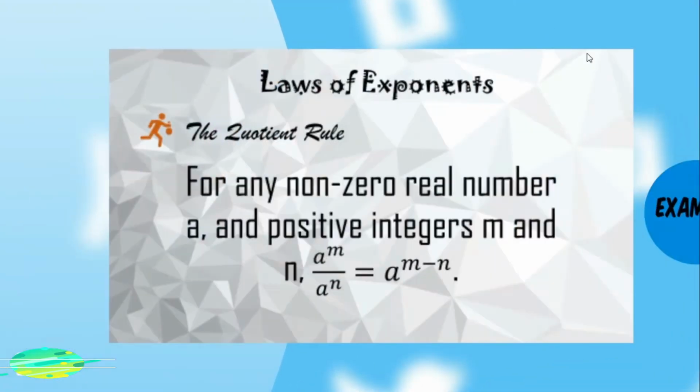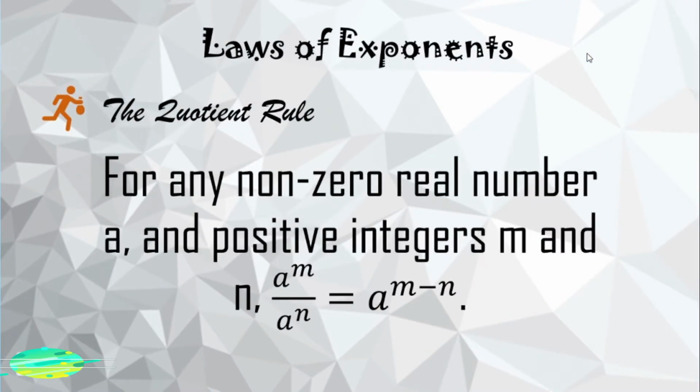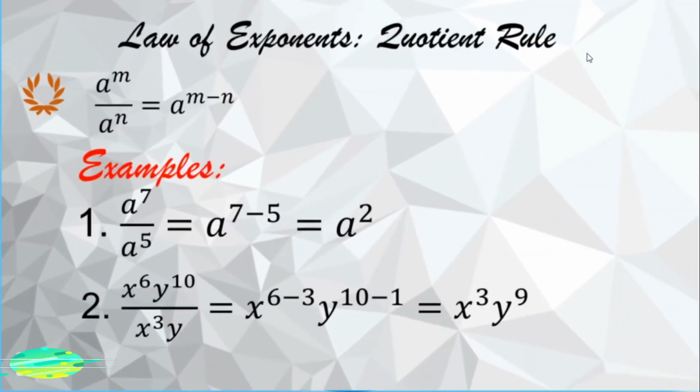Now, how about the quotient rule? For any non-zero real number a and positive integers m and n, a raised to m all over a raised to n is equal to a raised to m minus n. So, the base must really be the same for the quotient rule. Like our product rule earlier, where we add exponents for multiplication, here in division or quotient, we subtract the exponents. Examples: a raised to 7 all over a raised to 5, x raised to 6, y raised to 10 all over x cubed y.